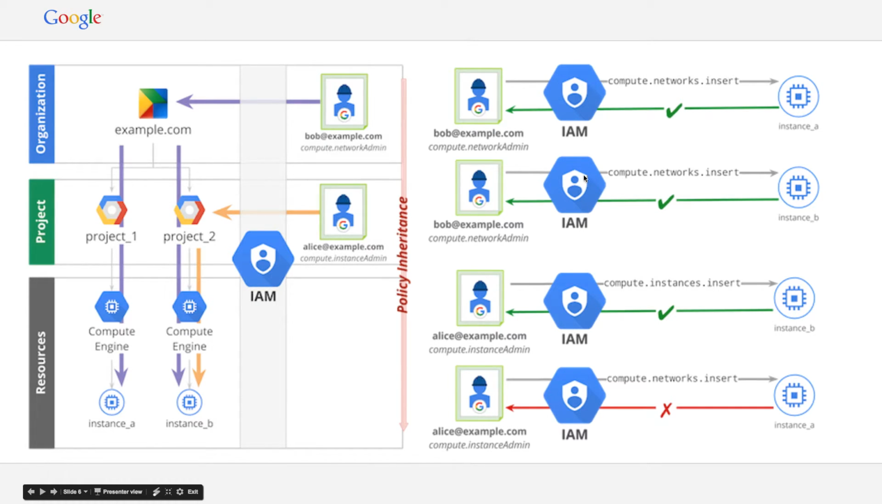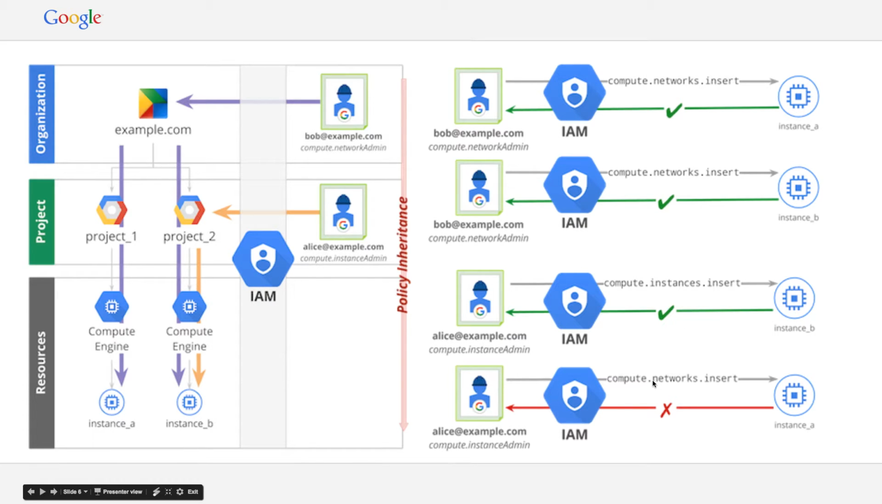So if we look here on the right side, if Bob wants to create a new network in any of the projects, Project 1 or Project 2, he'll be able to do that successfully. So in this case, let's say it's Project 1, he can create a new network. Project 2, he can create a new network. Now let's look at Alice's permissions. Alice is trying to create a new VM instance. And in this first example, let's say she's doing that in Project 2, instance B. So she can successfully do that.